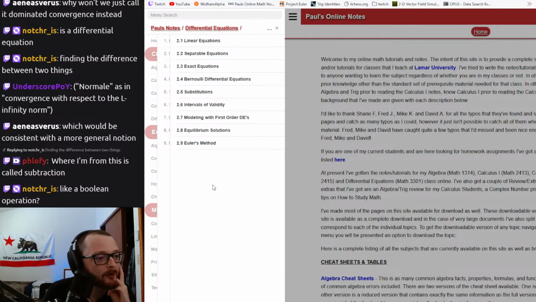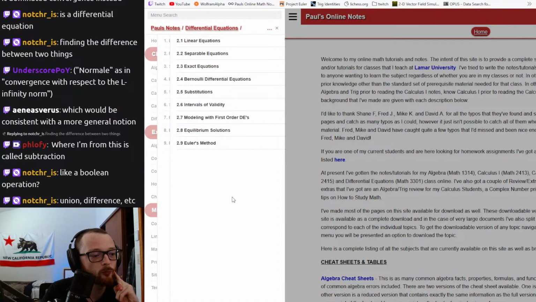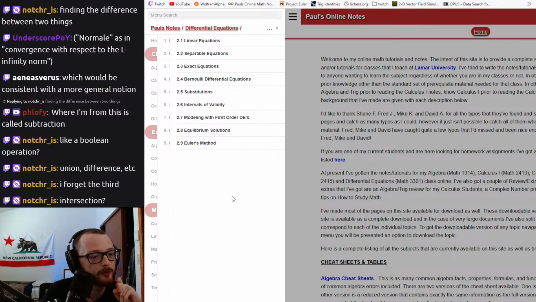Why don't we call it dominated convergence instead? Oh, is it related to that? I never even thought about that. Is a differential equation finding the difference between two things, like a Boolean operation? There is a difference equation. There is such a thing, which is exactly what you're saying, I think. A differential equation is related. Oh, no, not like that. Not like union and difference.